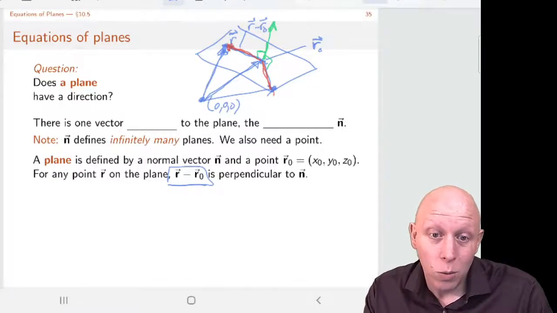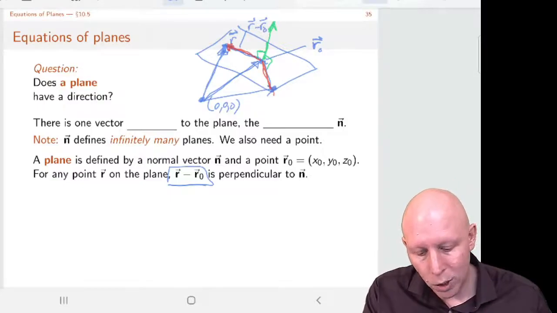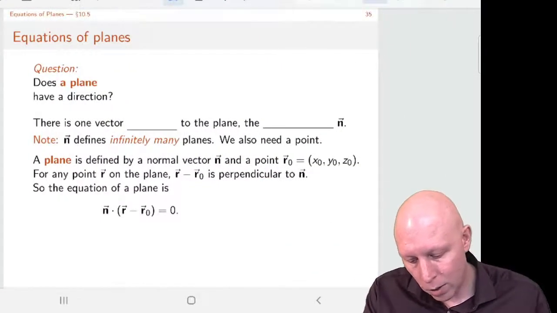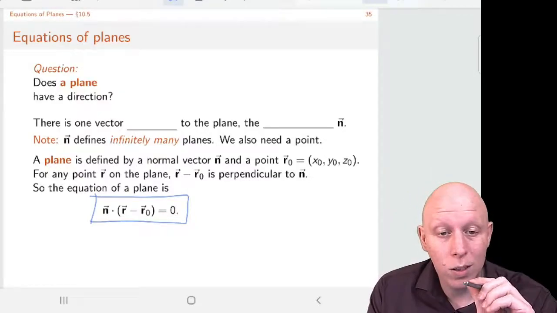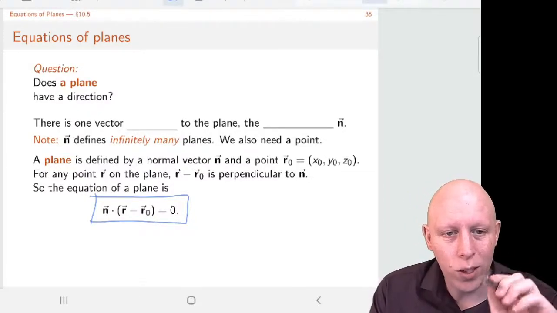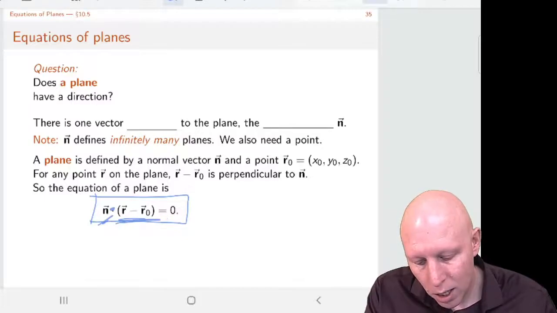And we know how in vectors to write down an equation when something is perpendicular to another thing. Right? So that means that our equation for any point on the plane satisfies normal vector dotted with R minus R naught is equal to 0.